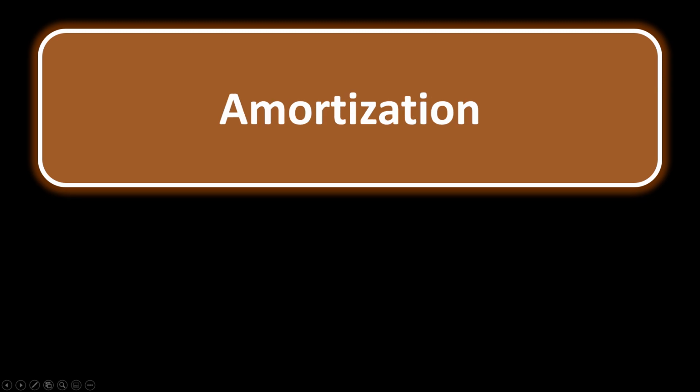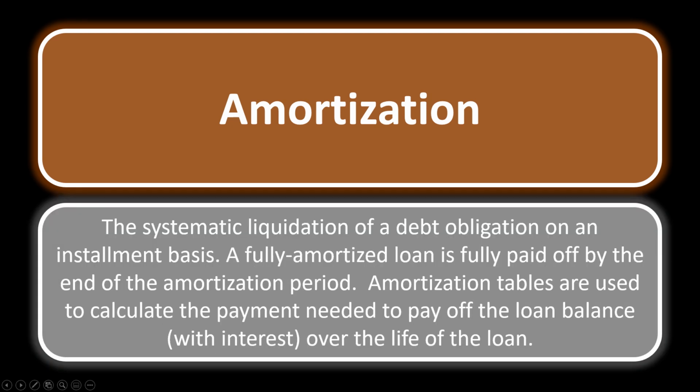Almost done. Amortization. What is amortization? Well, you should automatically be thinking of financing, so loans, as it's the systematic liquidation of a debt obligation on an installment basis. What that basically means is you have a debt, you're paying it off on a regular basis, and you're reducing that debt throughout those payments. So for instance, a fully amortized loan is fully paid off by the end of the amortization period. Because of the payments, you are going to be paying interest and principal in each of those payments. So you'll have principal reduction, and you'll be paying the interest. By the time you are done with your last payment, you've paid off the entire balance of the loan and the interest that is due.